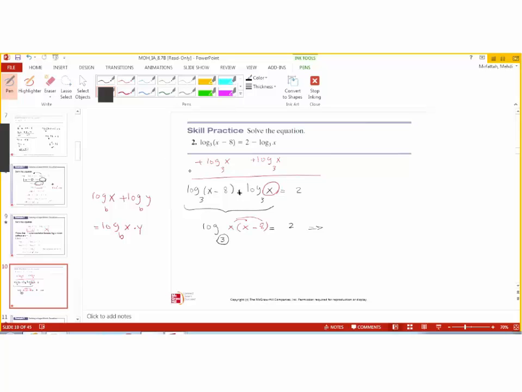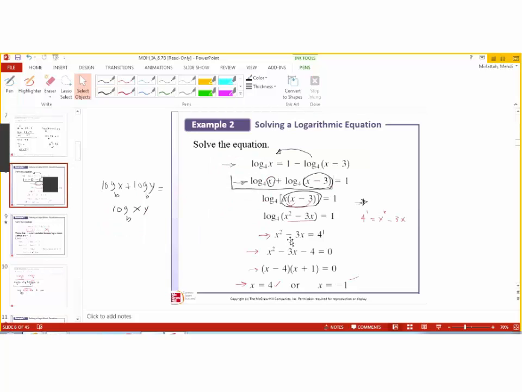I don't know. What I did was wrong, I guess. So let's go back to the previous example. Remember, we had this one here. So that's exactly what we're doing here, right after we get it to this point here.